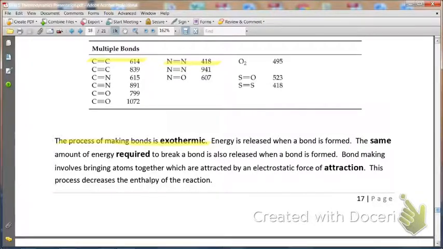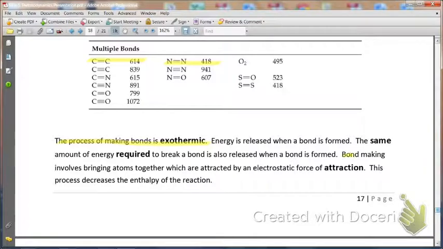Alright, these are all positive signs because it takes energy to break bonds, so they're all endothermic. But when we release energy, we just have to change the sign to a negative, indicating that energy is being released when we form these bonds. Alright, so that's a pretty important relationship to understand.